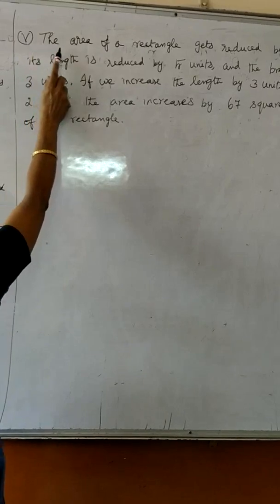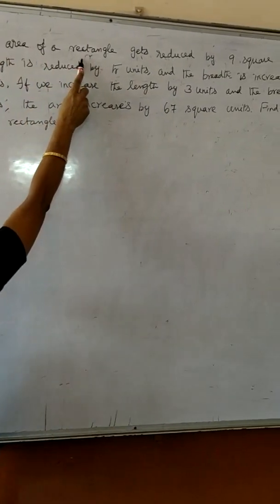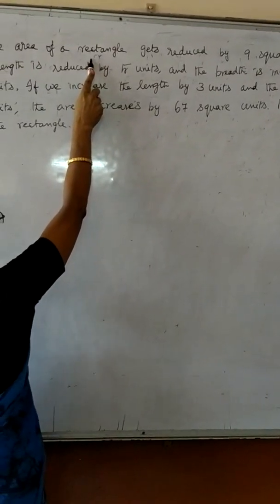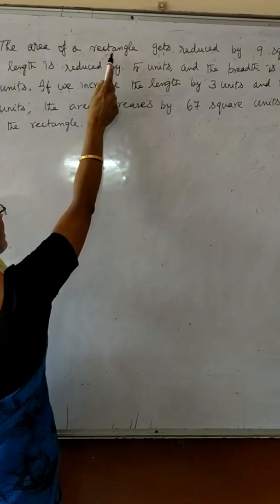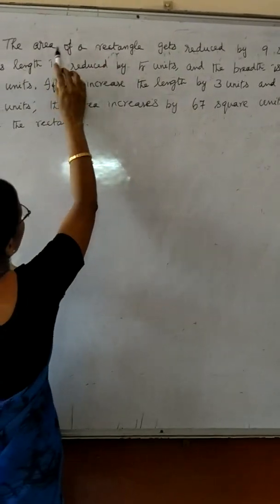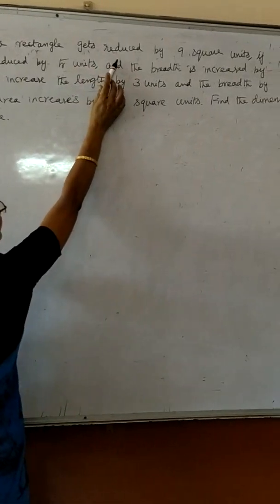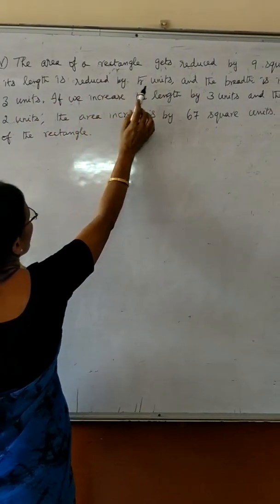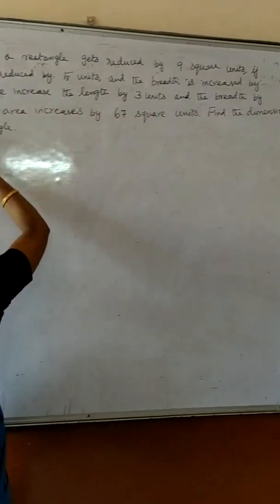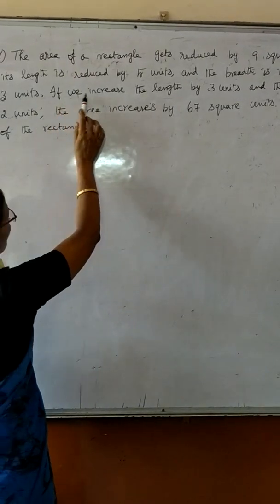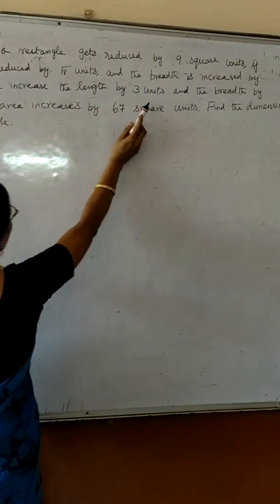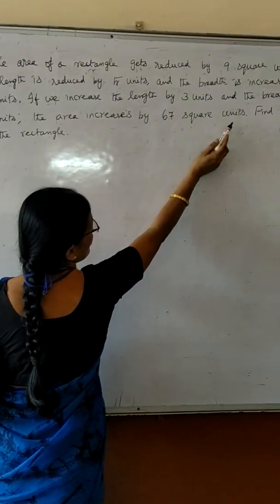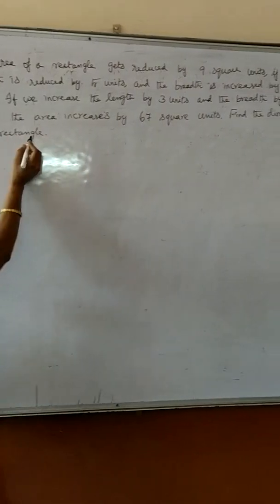The problem is the area of a rectangle. Hope you remember, you can visualize what a rectangle is. The dimensions are length and breadth. Length and breadth are not equal here. Any one can be greater, the other one can be smaller. The area of a rectangle gets reduced by 9 square units if its length is reduced by 5 units and the breadth is increased by 3 units. If we increase the length by 3 units and the breadth by 2 units, then the area increases by 67 square units. Find the dimensions of the rectangle.